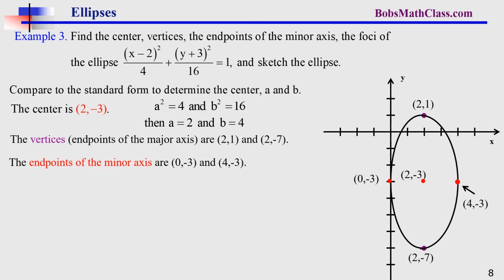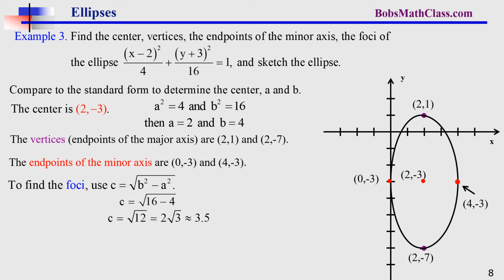All right, we're almost there. What's left? The foci. So we're going to use c equals the square root of b squared minus a squared. That'll be 16 minus 4, which is 12. The square root of 12 simplifies to 2 square root 3. Right? You can even use your calculator. Many calculators will simplify square root 12 and put it into radical form. And then you can hit that SD button to change it to a decimal.